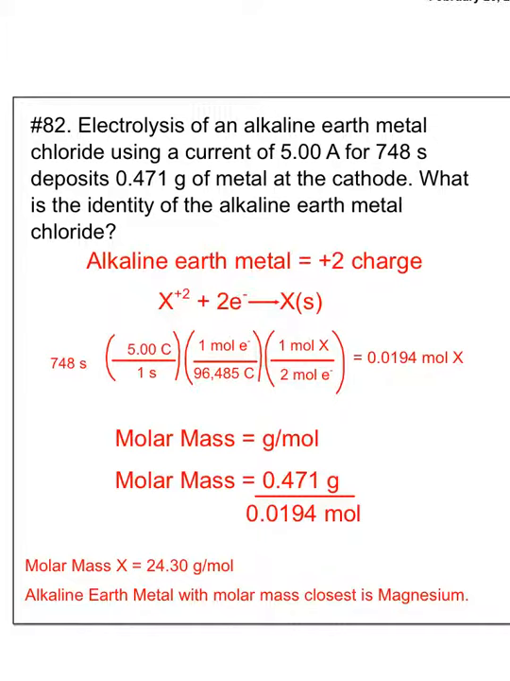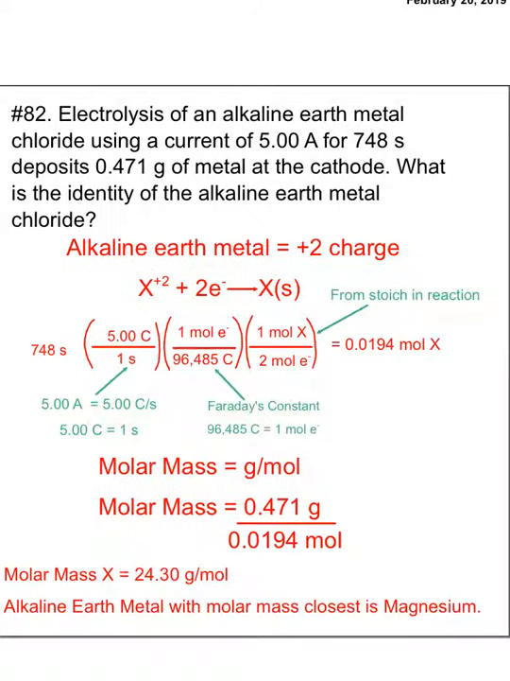Here's kind of what I figured out. The alkaline earth metal has a +2 charge, so I'm just going to call it X. So X 2+ needs to gain 2 electrons to make this solid. Ultimately I'm trying to find, from these unit conversions, the moles of the metal. Because I have grams, they told me it's going to make 0.471 grams. So if I can find moles using my calculations, I know grams divided by moles is going to give me molar mass. So if I lost you in those calculations, here's a couple labels for you.